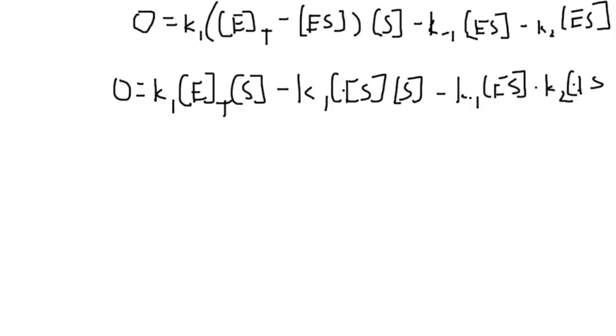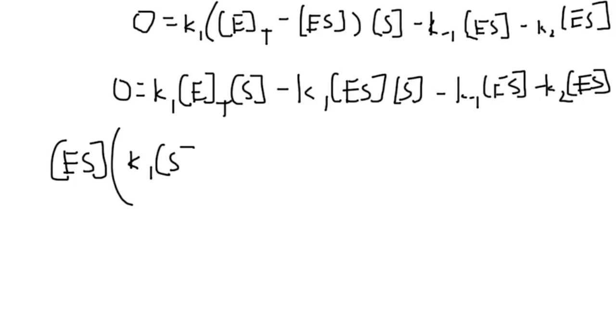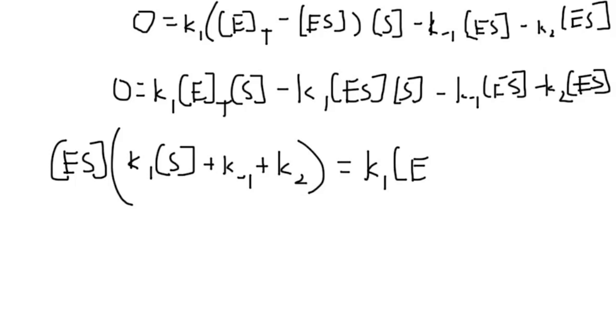Our goal is to solve for the concentration of ES, so we move all terms with ES to one side of the equation. We then factor out the ES, leaving us with ES times the quantity K1 times S plus K-1 plus K2 equals K1 times E total times S.